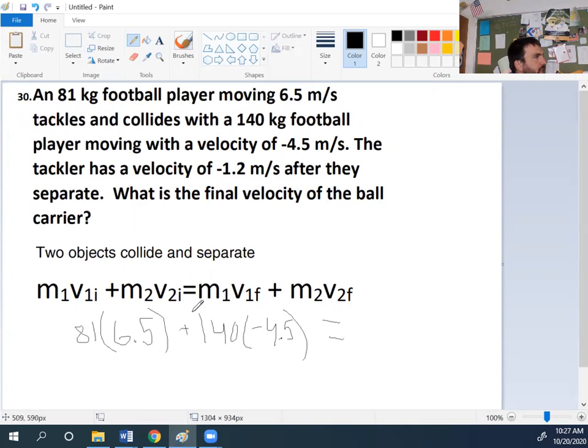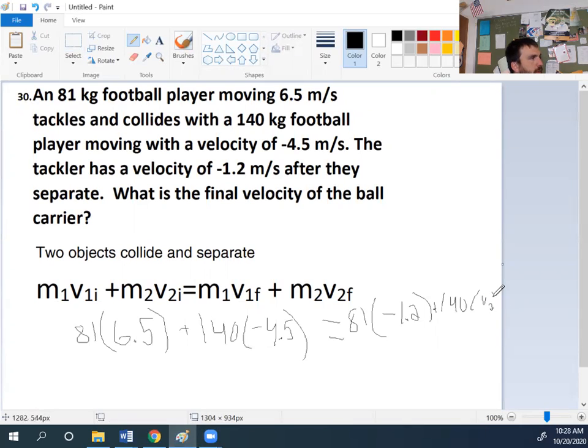Equals, what's the mass of the first object again? Same thing, we already know that, don't we? 81. What is the velocity after the collision? Negative 1.2. So, I'm about to run out of room. Plus, the mass of the second one was 140, okay? And then we are looking for V2, aren't we?